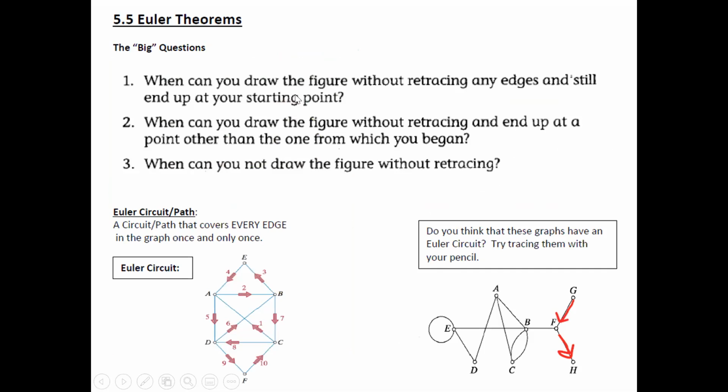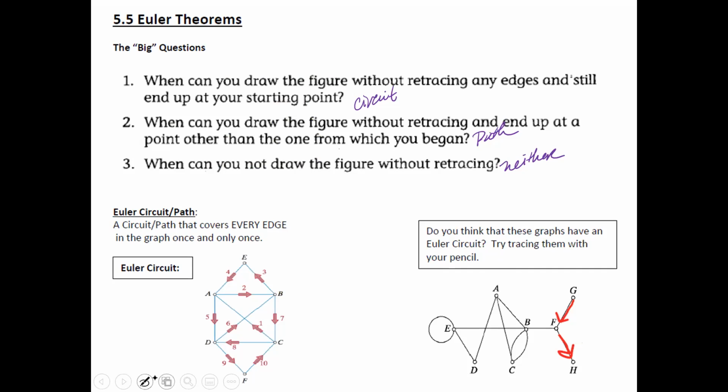All right, so let's talk about Euler's theorem. The big question: when can you draw the figure without retracing the edges and still end up at your starting point? When can you draw the figures without retracing and end up at a point other than the one you began from? So obviously this one is a circuit. This one is a path. And when can you not draw figures without retracing, which is a neither? So a circuit path covers every edge in the graph at least once and only once. So looking at this one over here, do you think that these graphs have a circuit? Try tracing them with your pencil.